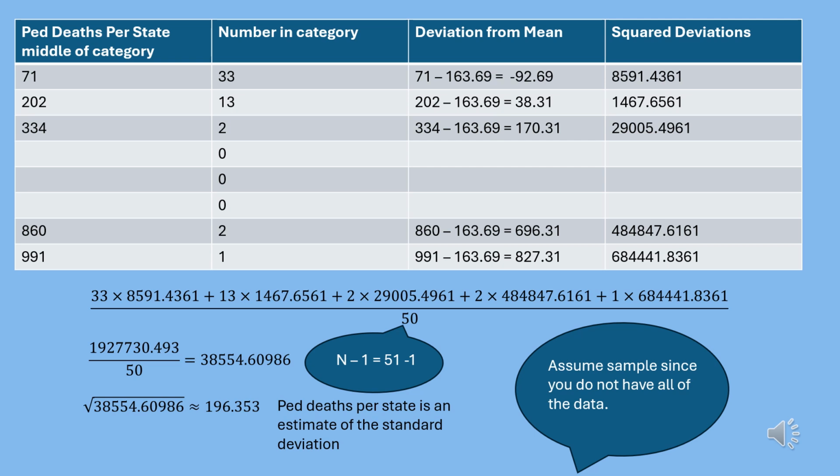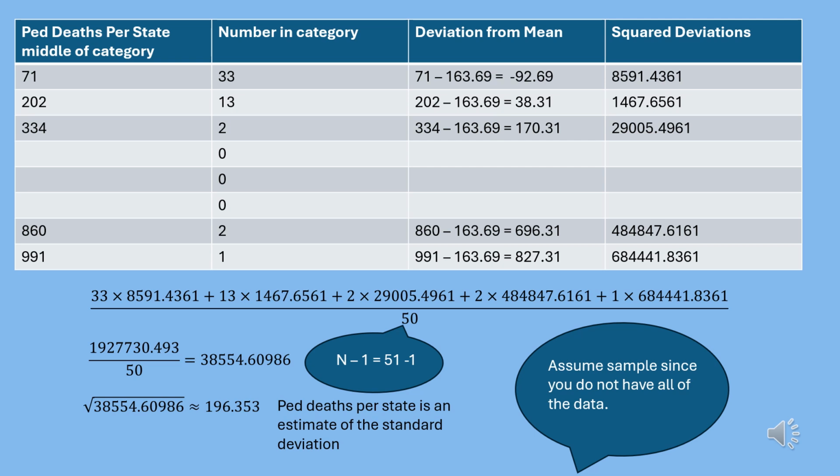You should have already covered how to find standard deviation. It is an average amount that the values differ from the mean. We are going to follow those same steps. However, we have a set of data that has a bunch of duplicates. The number 71 shows up in our set of data 33 times. The number 202 shows up 13 times. 334 gets listed twice. 860 gets listed twice. And then 991 is only listed once.